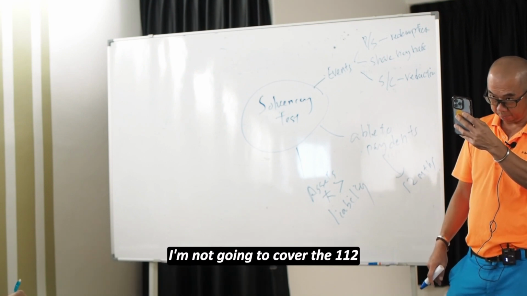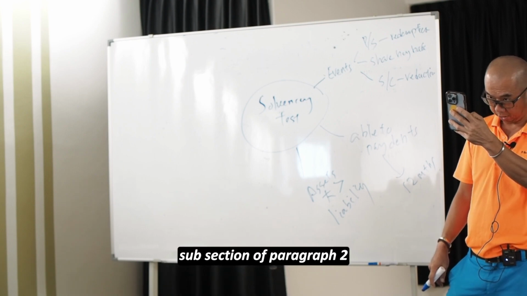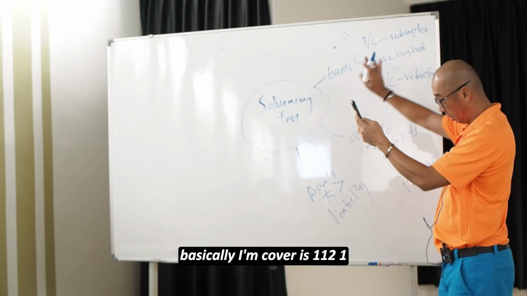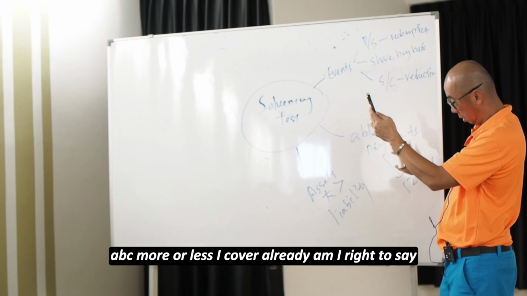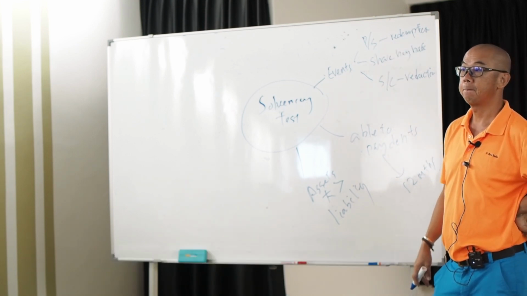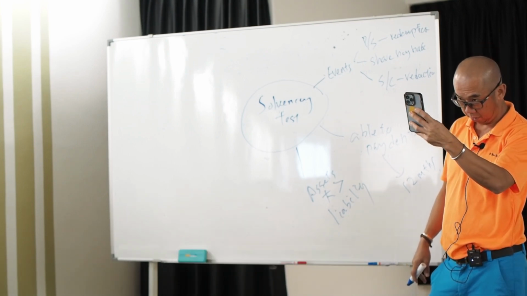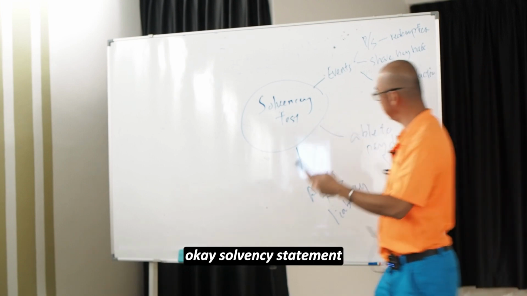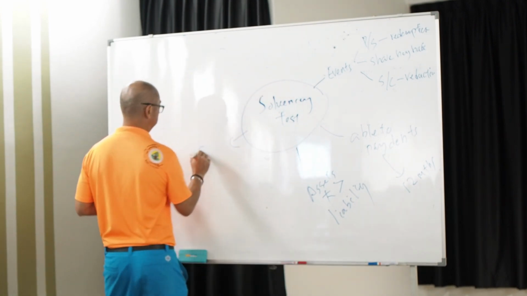I'm not going to cover section 112 subsection 2 because they talk about share buyback, okay? Basically, I cover 112.1 ABC. More or less, I've covered it already. Am I right to say? Right? Okay, so they also talk about solvency statement. What is a solvency statement? 113, solvency statement.